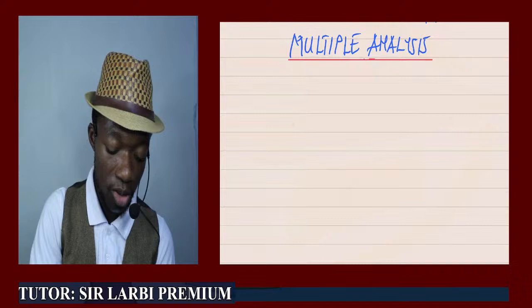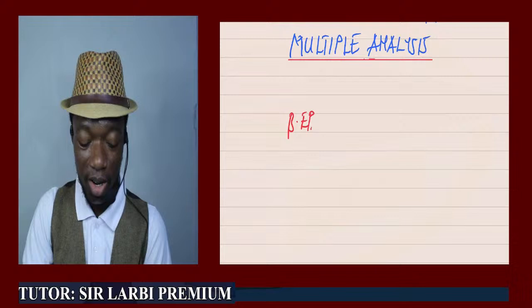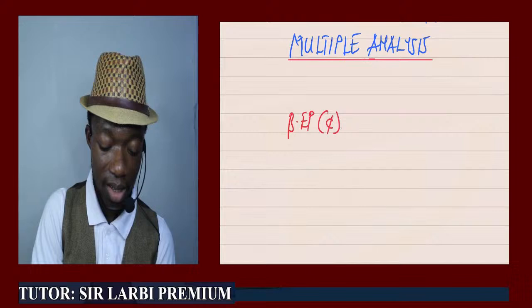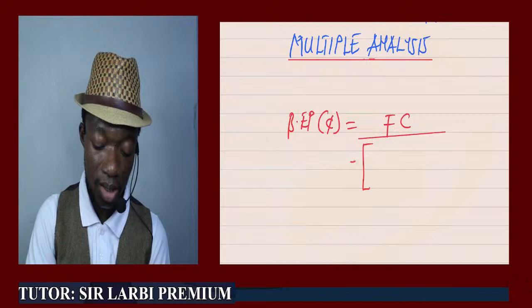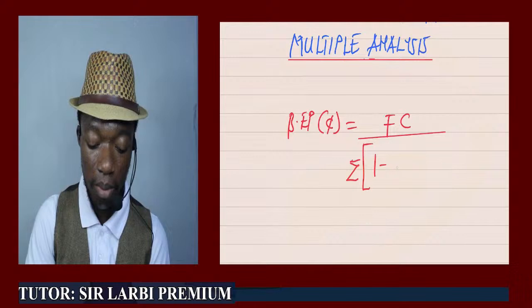Break-even point. So in cities like this, supposed to be your fixed cost, okay, as always, your fixed cost divided by a denominator that has a lot of work. Divided by, so you have your sigma, but you're going to expand it. Sigma 1 minus what?